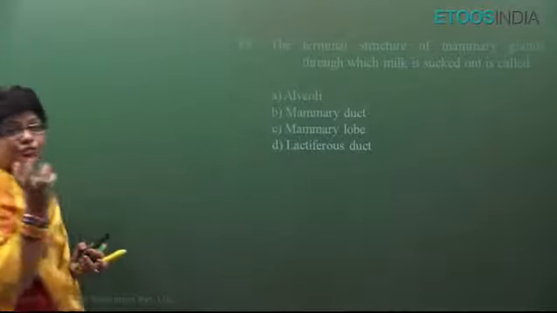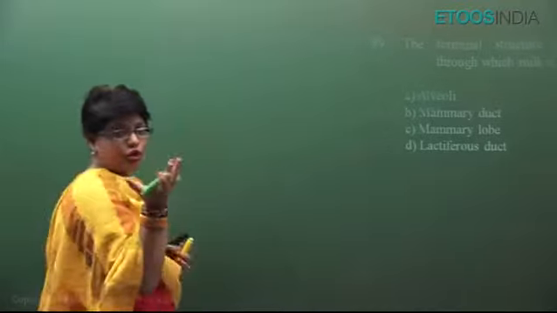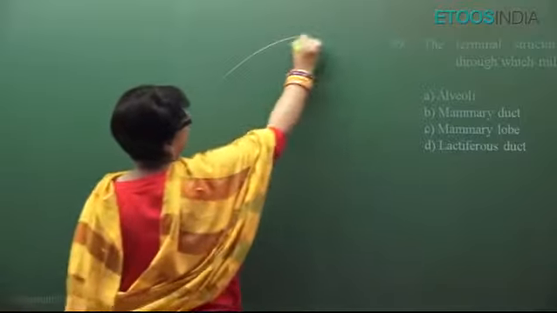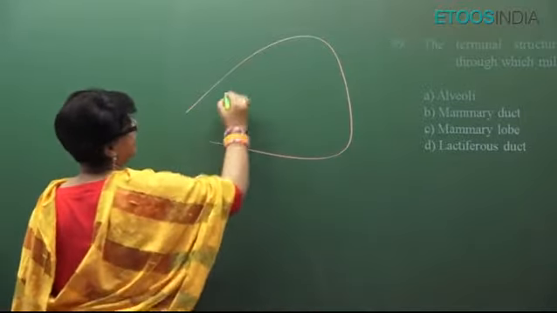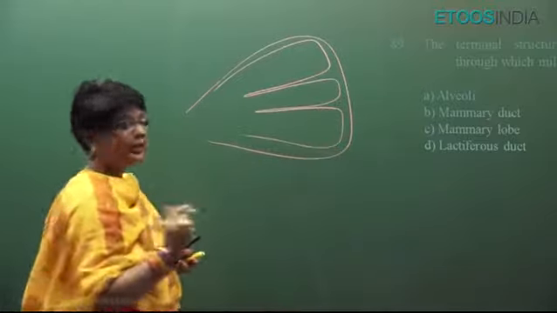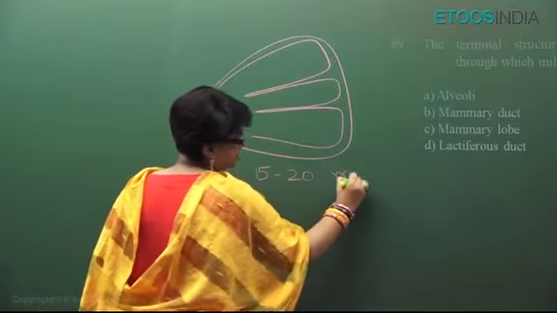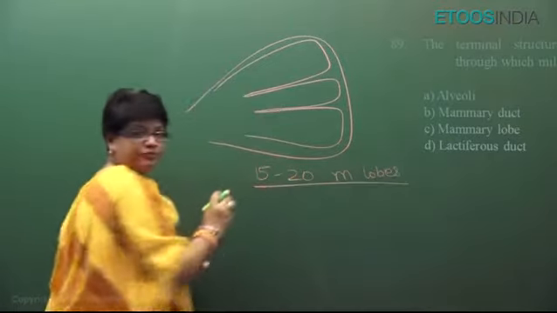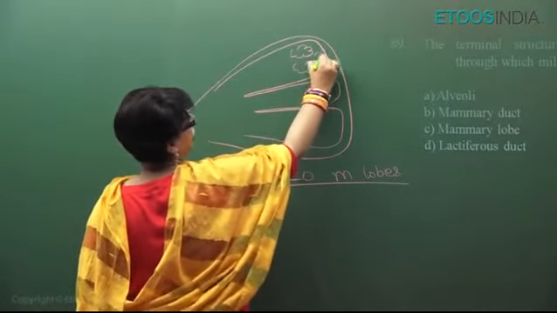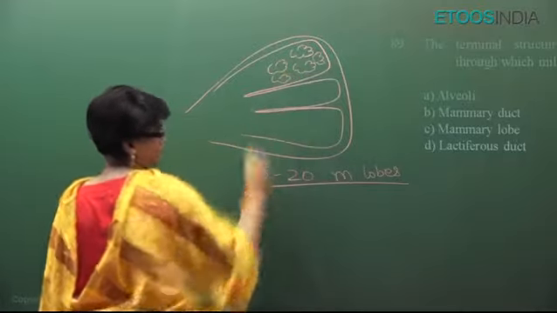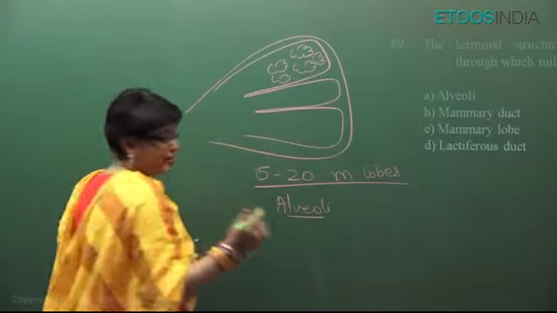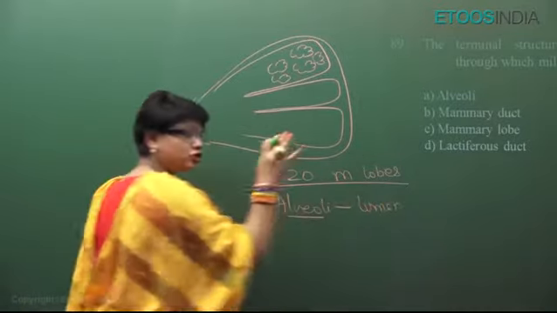The terminal structure of mammary glands through which milk is sucked out is called... Now students, each mammary gland or breast has 2 types of tissue, glandular tissue plus fatty tissue. If you talk about the glandular portion, then each breast has 15 to 20 lobes. Suppose I am drawing 3 lobes. 15 to 20 mammary lobes. And in each lobe, there are clusters of cells called alveoli. Like these are the alveoli. Lots of alveoli everywhere. Each lobe has lots of alveoli. These cells produce milk, and in the lumen of these alveoli, milk is stored.